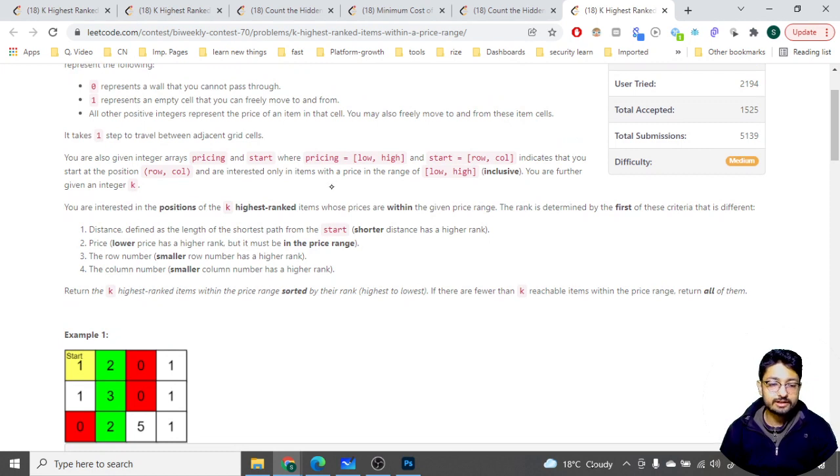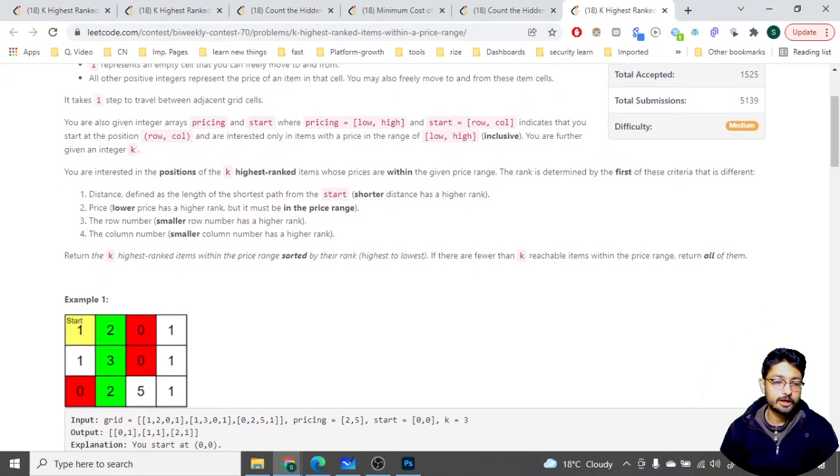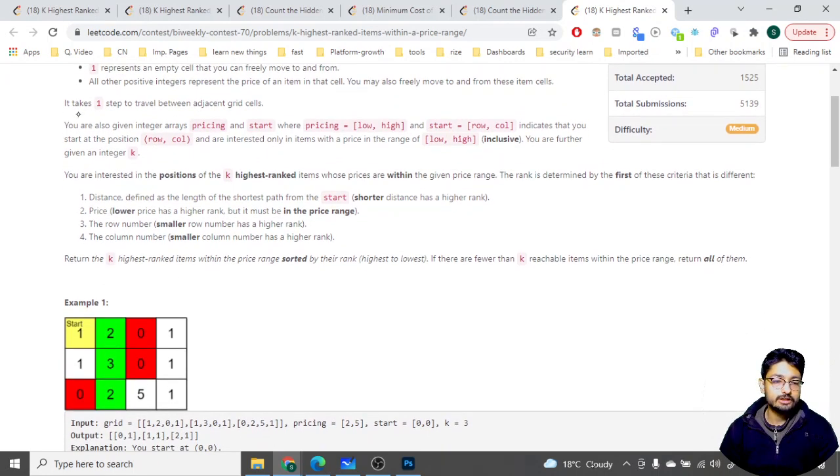Okay, then what you can see here is that you can also freely move to any of these cells. If you move onto 1, it is also not any problem, but you will not get any points. You can only get points on these values. Now it takes one step to travel between adjacent grid cells. Okay, that is fine. You are also given an integer array pricing and start.